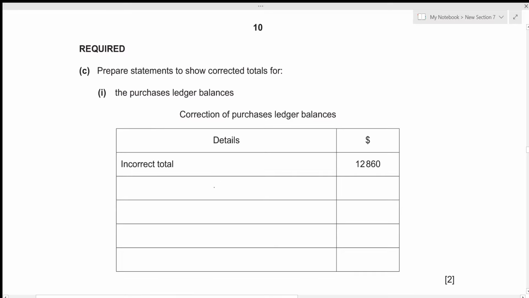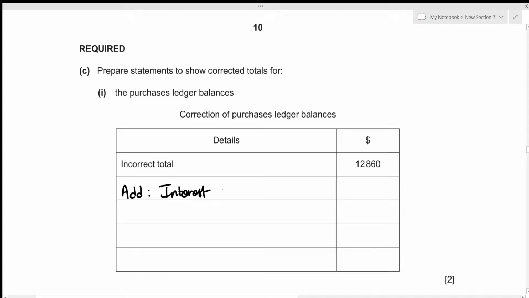So we are already given the incorrect total amounting to 12,860, and we're talking about purchases ledger balances. This shows the purchased amount, which means that whenever we're talking about the purchase, the company has a cash out, or they need to pay the amount, right? And we have to include the amount paid towards the interest as well, which means that we just need to add the amount. We need to add the interest paid.